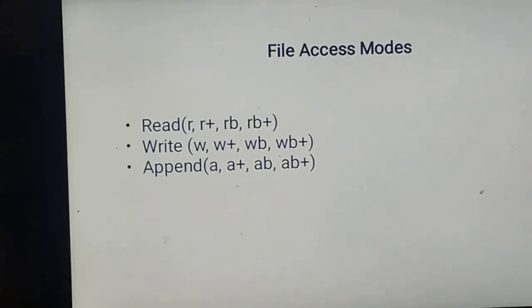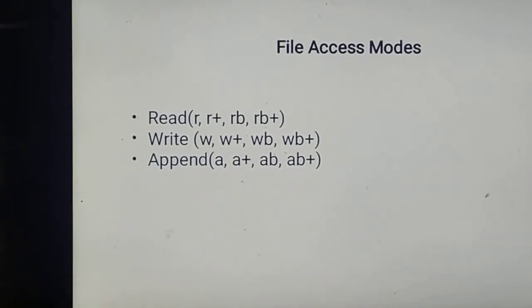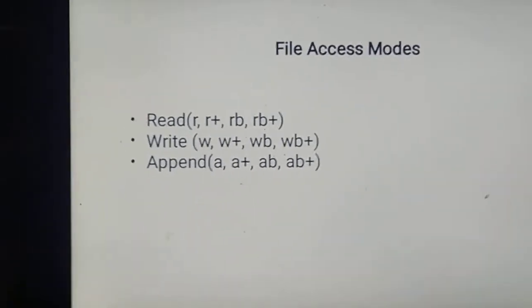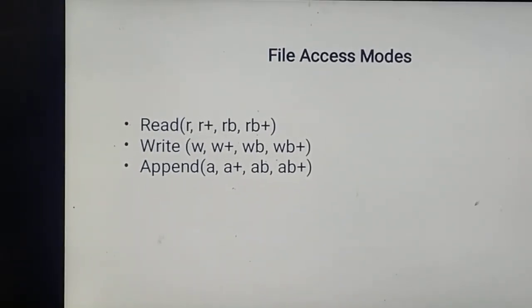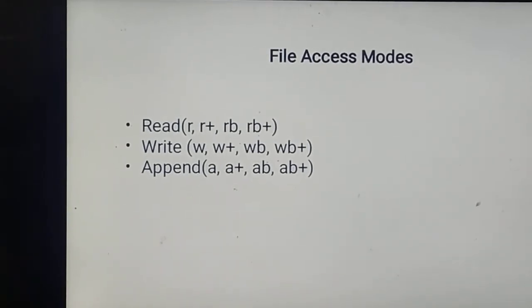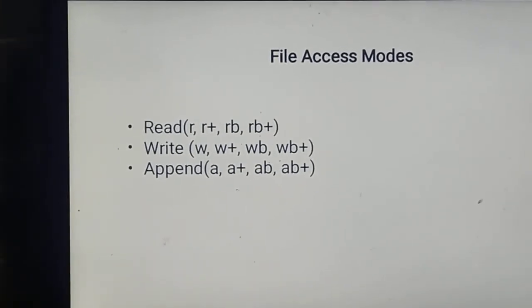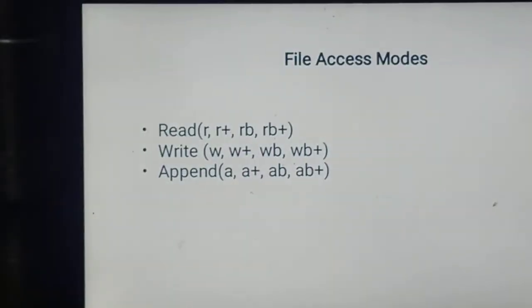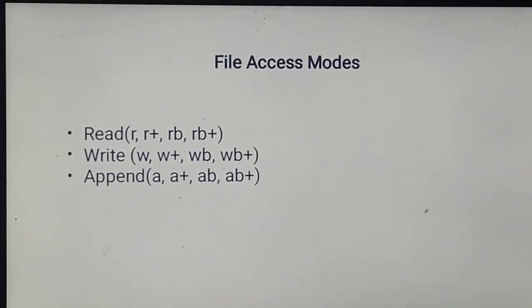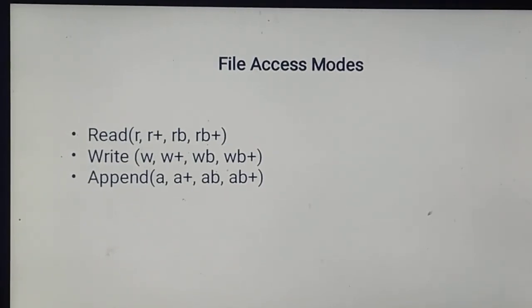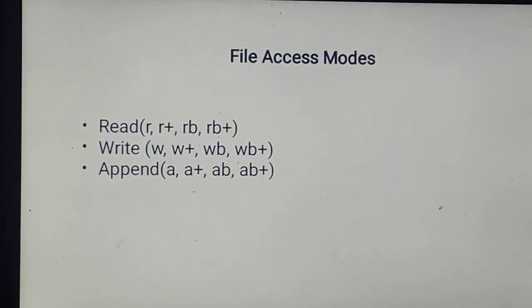The third and last mode is append mode. Again, append is categorized into 4 categories. So the first thing is A mode. This access mode opens a file for appending, which means the file pointer is at the end of the file, and whenever you want to write something into the file, it will append into the file, which means if the file does not exist, it creates a new file for writing, and if the file exists, it appends the content into the file. Appending the content means it will not overwrite the content, it will append into the file.